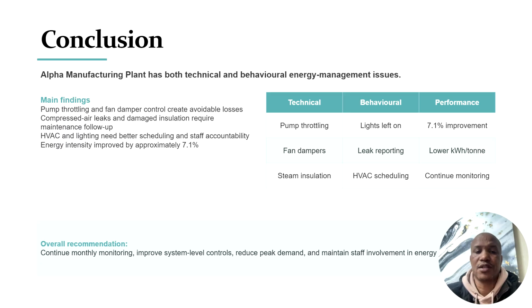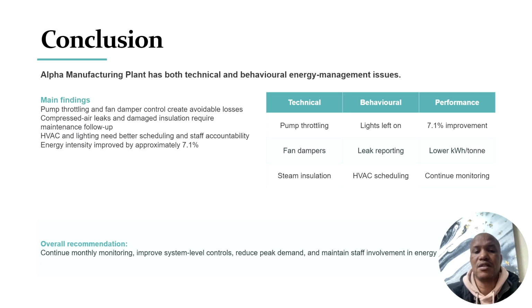Alpha Manufacturing Plant has both technical and behavioral energy issues. The technical issues are fixed speed pumping with throttling, fan damper control, compressed air leaks, damaged steam insulation, and poor HVAC scheduling. The behavioral issues are lighting left on and informal reporting of energy waste.